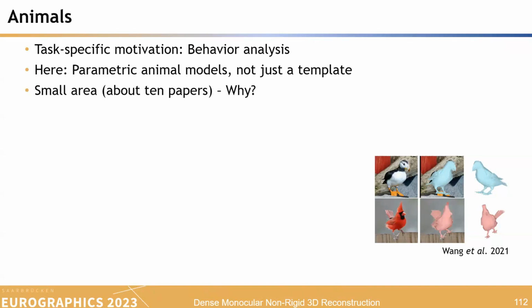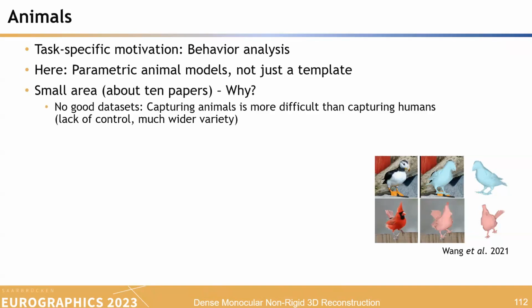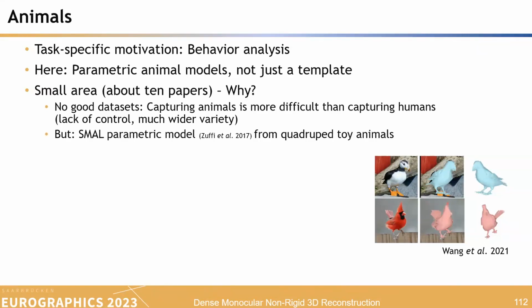It's actually a small area with few papers, and there are also no good datasets, and it's not surprising why. It's hard to capture animals, and hard to control them and record them in the lab. There are also many more species of animals compared to humans, so it's difficult to capture a much wider variety. Recently there was one parametric model called SMAL, which was fitted to scans of quadruped toy animals.